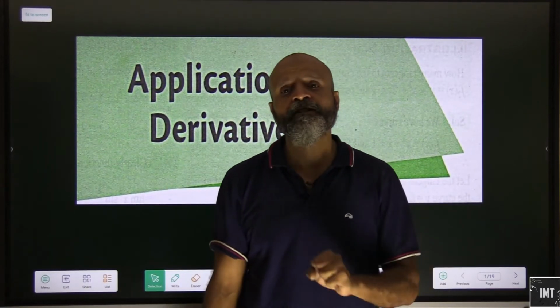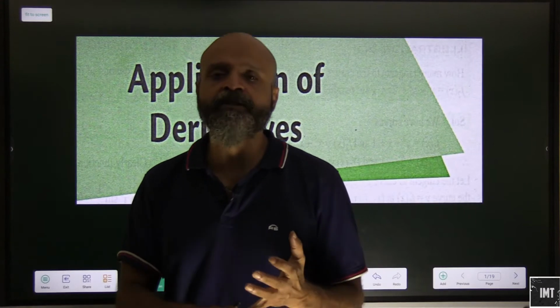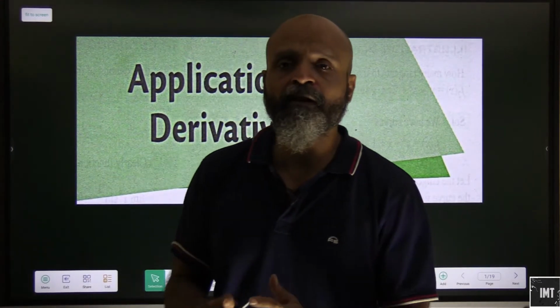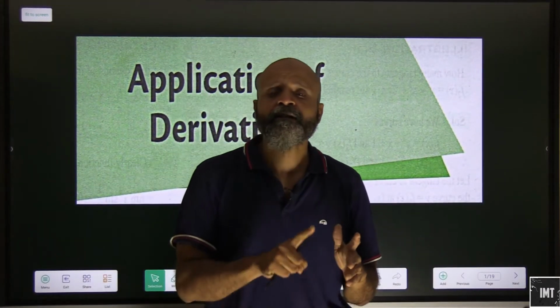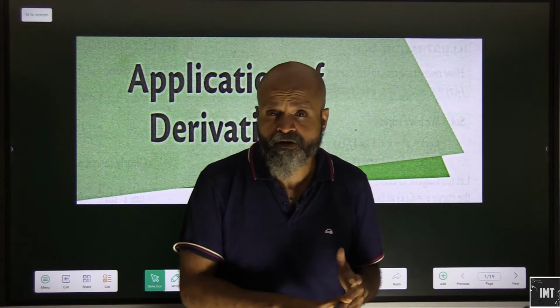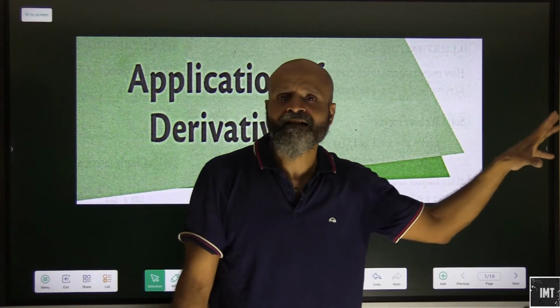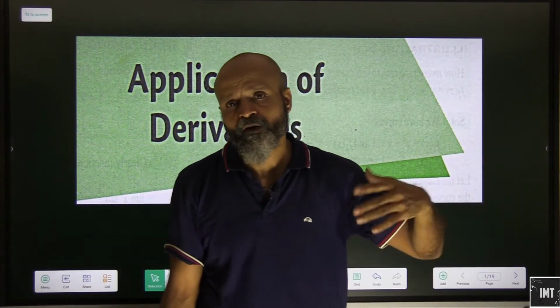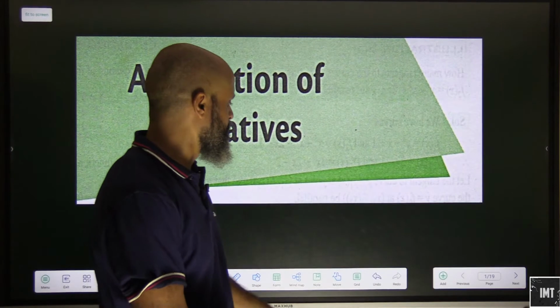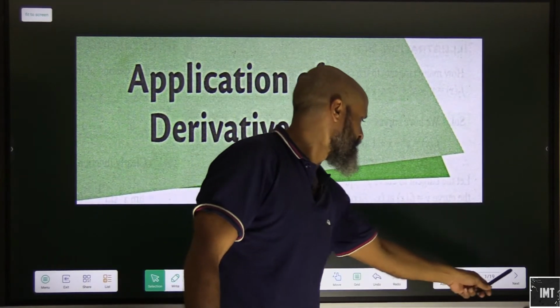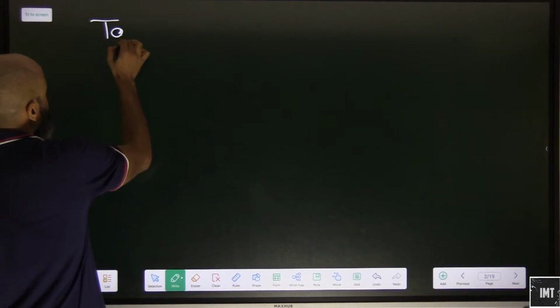So we are going to cover this chapter in bits and pieces: for tangents and normals, then as a rate measure, and then for approximations as well. Then we have Rolle's theorem as well. So all these things are there in this chapter, which we are going to cover in bits and pieces. So the first thing that we are going to start with here is obviously tangents and normals.